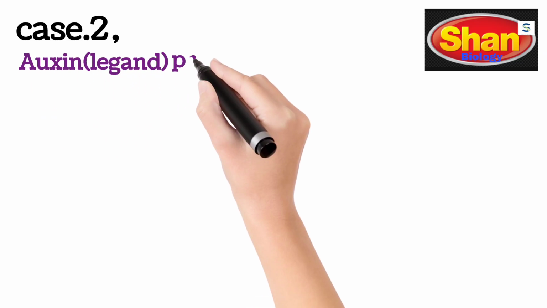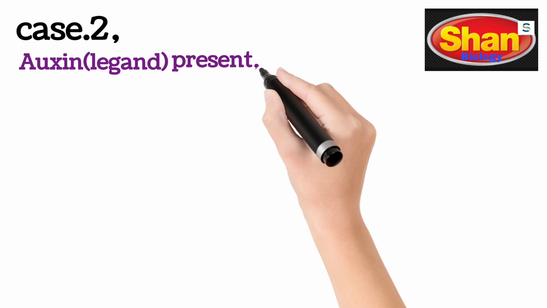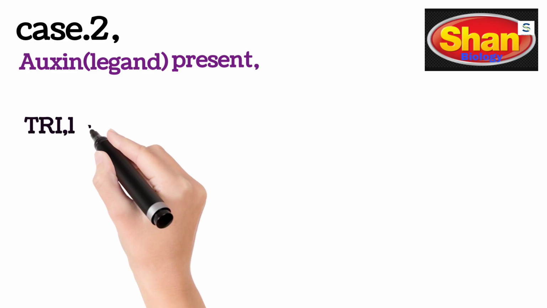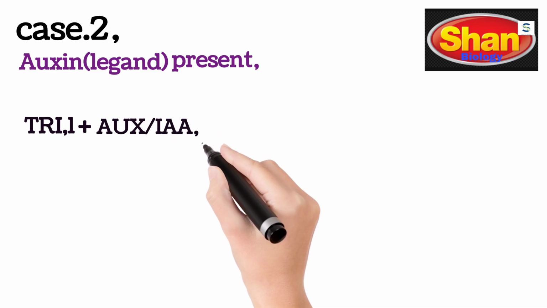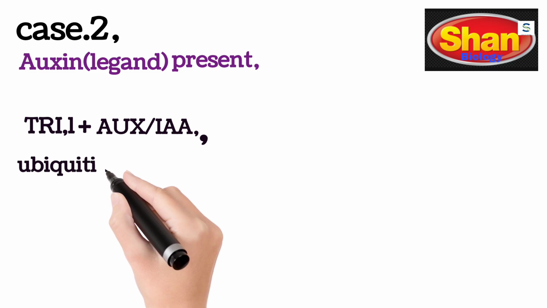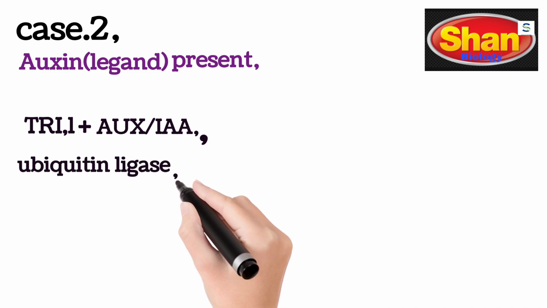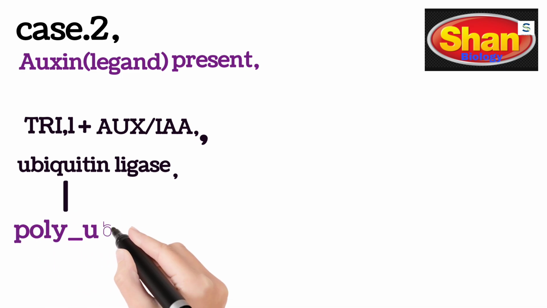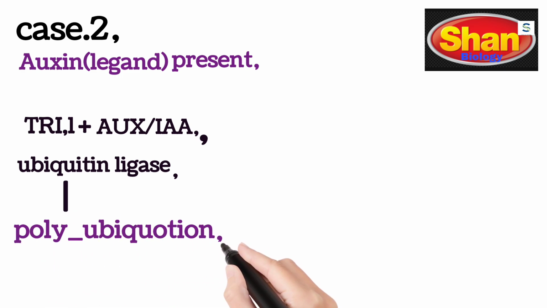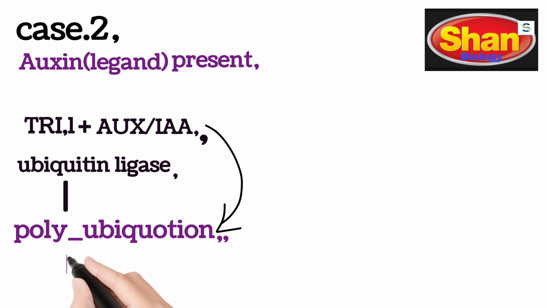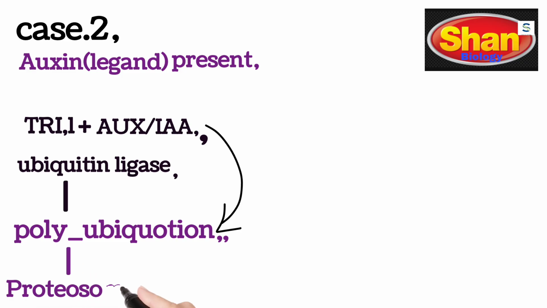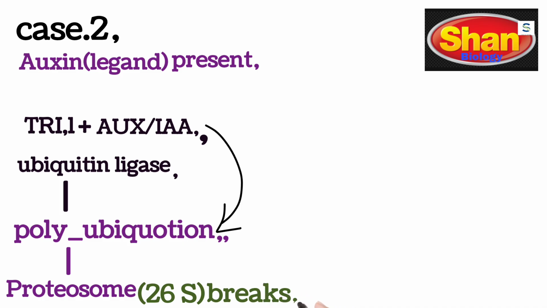When auxin is present in the process, what happens here? TIR1 and AUX, they both fuse in presence of auxin. Here auxin acts as a glue. Then ubiquitin ligase, which is actually TIR1, forms many ubiquitin, polyubiquitin. Then many ubiquitins combine with these two proteins and form what we call proteasome. It is basically a 26S type of proteasome. It breaks AUX protein, means inhibitor protein, which stops transcription.